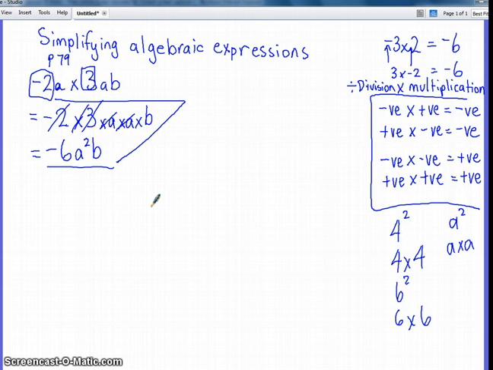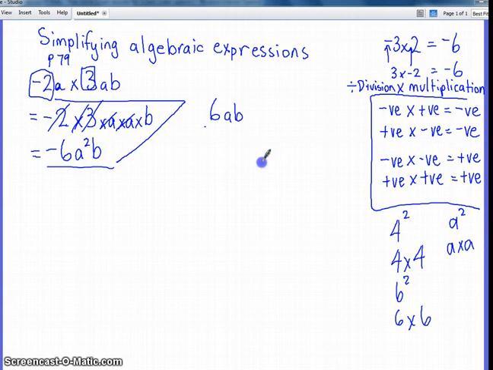So we broadened it, or extended it, and then simplified it. Are there any questions with that at this stage, or how I got to negative 6a squared b? That's okay, that's alright. Can I explain it better? No? No, that's alright. Let's look at a division one, for example.